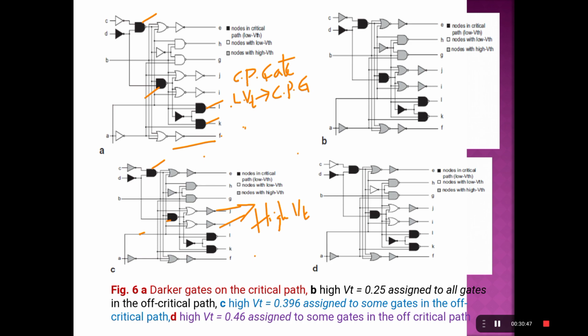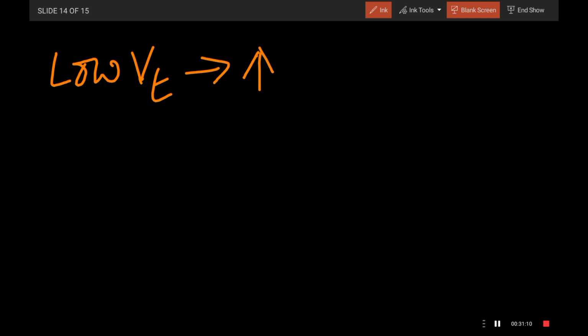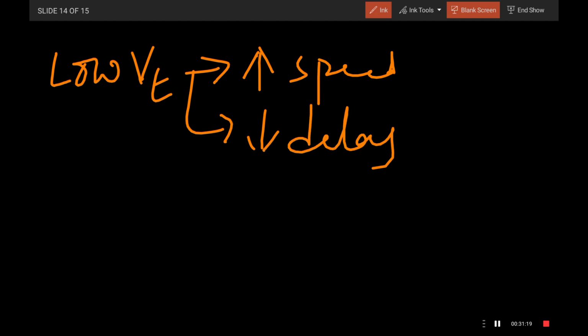Highest threshold voltage means, I will explain here also, with some low VT transistors. This is the conclusion for the 5th unit also. So these are the two important points. Low VT is used for increasing the speed. If it is increasing the speed, it can be achieved by decreasing the delay. This is also a very important point.